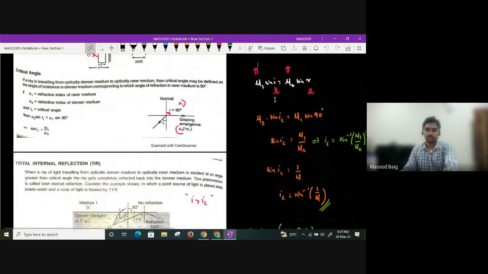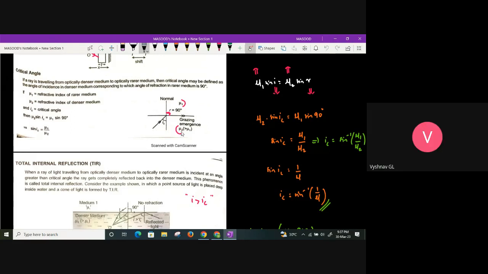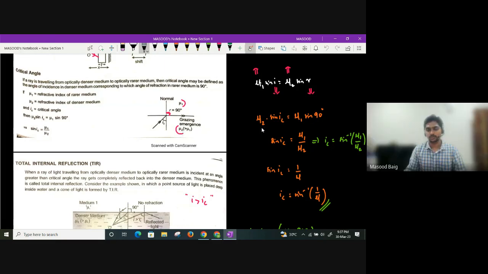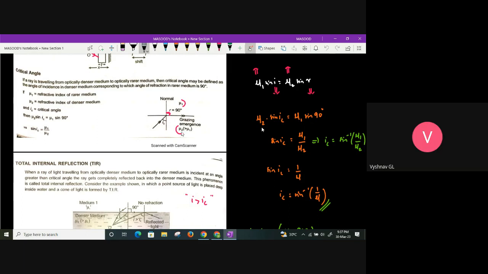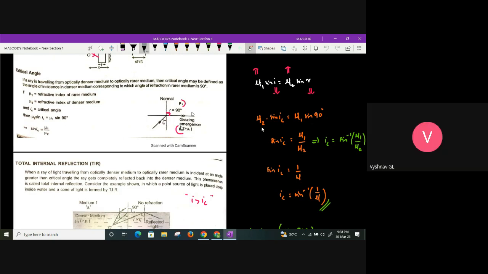What is mu1? I've just told you it is the refractive index of the medium in which the incident rays are there. So please see, this is our incident ray or not? In which medium is it present? So mu2. That is the reason I wrote mu2. Clear? So there is no constraint in interchanging it. It depends on in which medium the incident ray is there and the refracted ray is there.